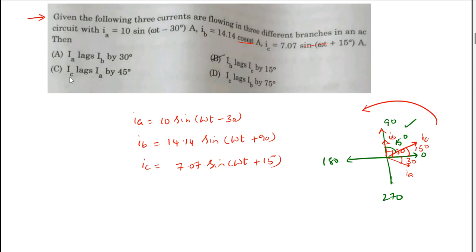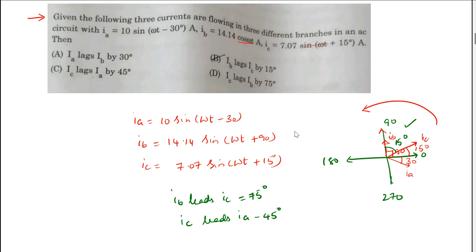So similarly, see here, IC lags IA by 45. So IC here it is, and IA here it is. IC and IA both are lagging by 50 degrees. No. So why? Because IC is leading the IA by 45 degrees here. So IC is moving here, right? So IB lags IC by, no, wrong answer. So let's check here. IB here leads IC by how much degrees? 75 degrees here. Similarly, IC leads IA by 45 degrees.